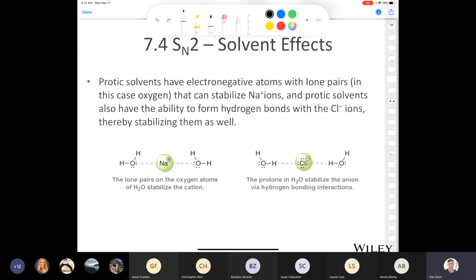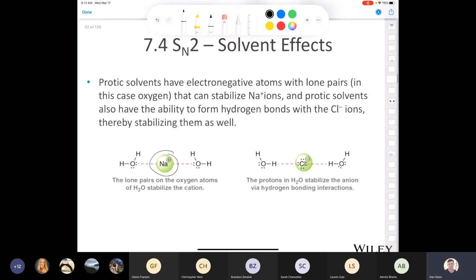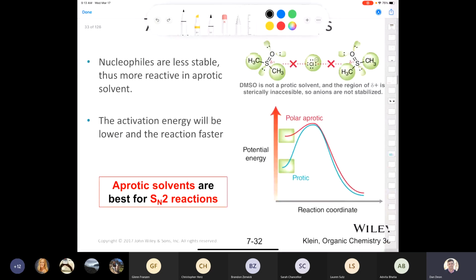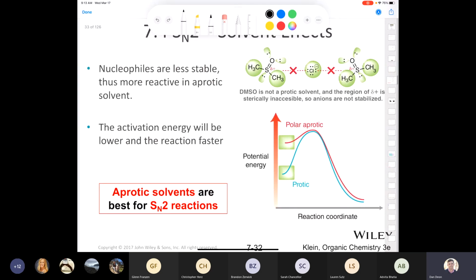If you have a polar protic solvent that can hydrogen bond, it can stabilize both a cation and an anion. So what does that mean? It means a polar protic solvent is going to be able to stabilize the nucleophile, rendering it unreactive. However, if you're in a polar aprotic solvent, and this is DMSO shown right here, DMSO can stabilize a cation, and there's a picture of it in the textbook, and I'll draw it out, or we'll talk about it more on Friday. But if you look at the partial positive charge inside DMSO, it's on the sulfur, and it's too sterically hindered to stabilize the nucleophile.